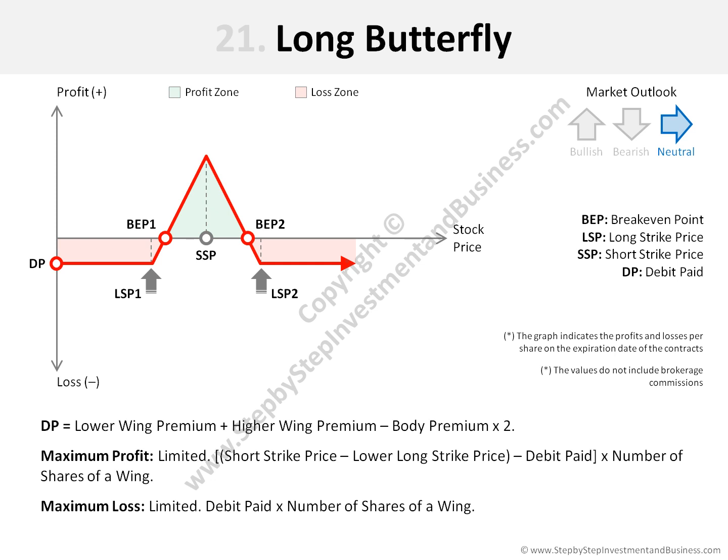The maximum profit on this strategy is limited. The most we can make is equal to the difference between the strike prices of the body and the lower wing minus the debit paid multiplied by the number of shares of a wing. On the other hand, the maximum loss that we are exposed to is also limited. The most we can lose is equal to the debit paid multiplied by the number of shares of a wing.